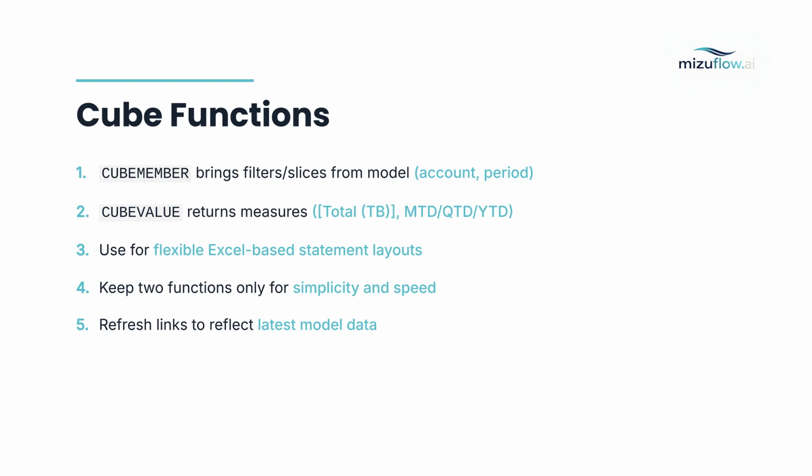CubeMember returns an item or a member from the data model, things like captions, sections, or filters like month and date. Think of it as pulling the label of something. On the other hand, CubeValue returns the actual value from the cube, the number we calculate in DAX. That's what we'll use to display our metrics such as totals, MTD, QTD, and YTD values. For our financial statement, we'll use a CubeMember to define each row, revenue, COGS, etc., and the CubeValue to return the actual amount for those rows.